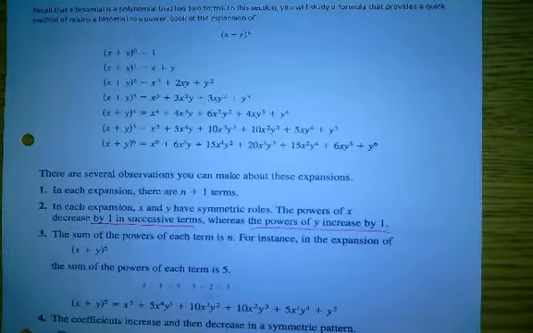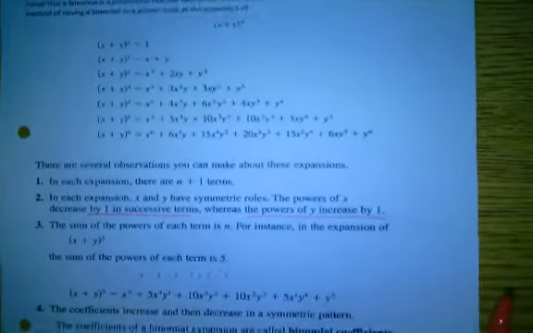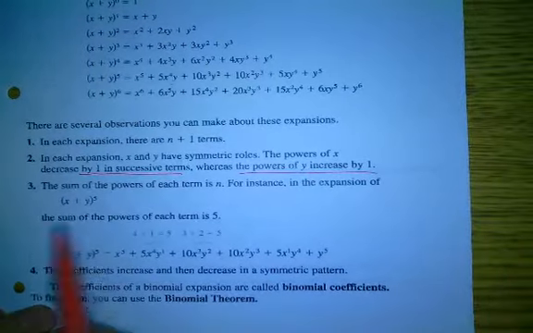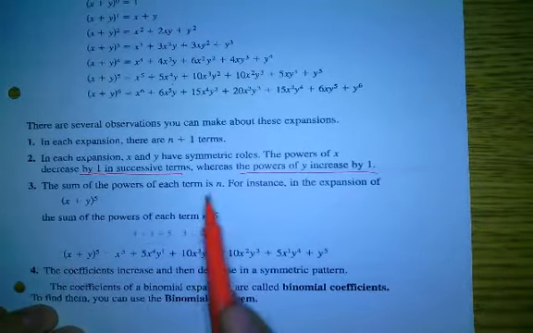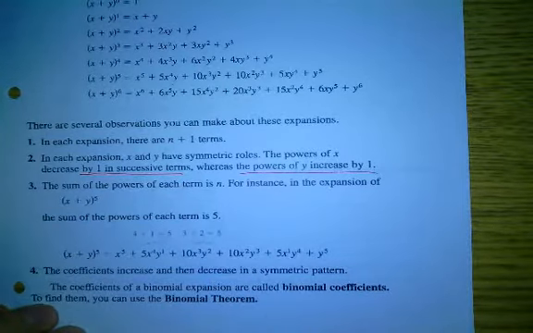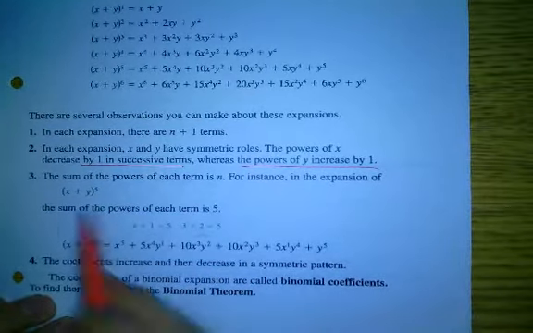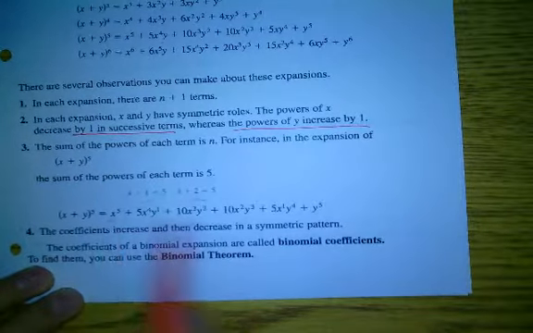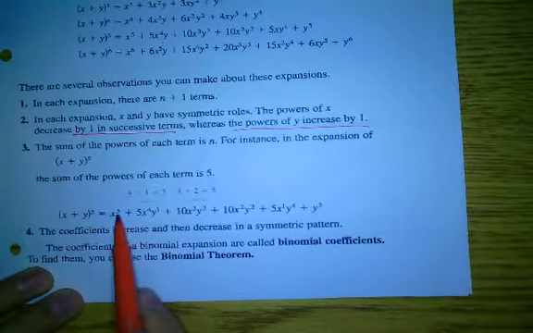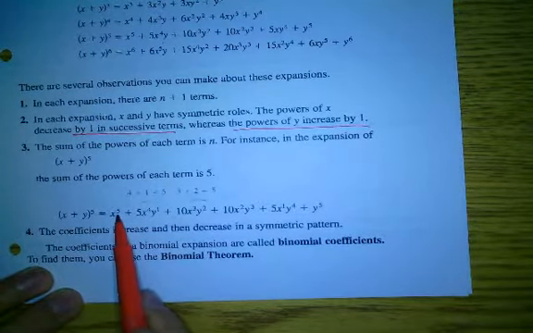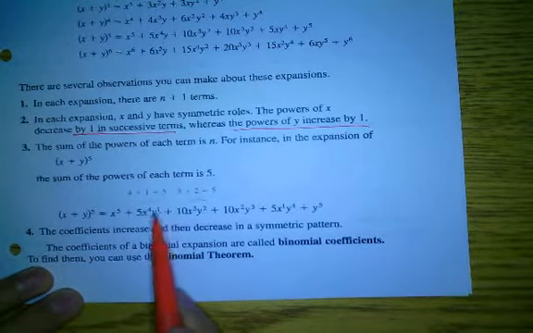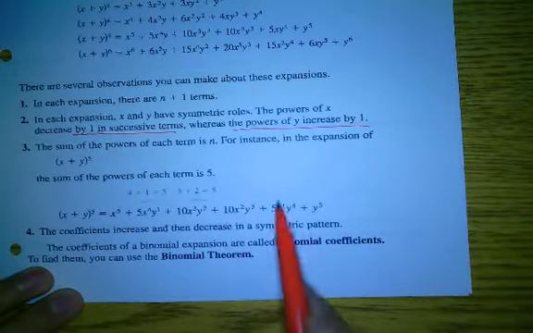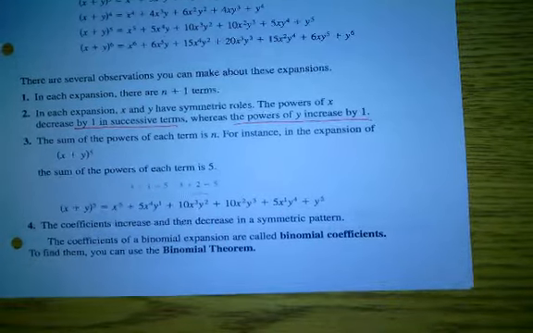Okay? Number 3 is a neat one where you can check your work to make sure you're doing this right. The sum of the powers in each term is always going to equal the power that you raised your binomial to. So, for example, if you were raising x plus y to the 5th power, notice how on the expansion right here, all of your exponents, in this case you only have 1, add up to 5. On this one, 4 plus 1 is 5, 3 plus 2 is 5, 3 plus 2 is 5, 4 plus 1 is 5, and the last one is 5. Okay?